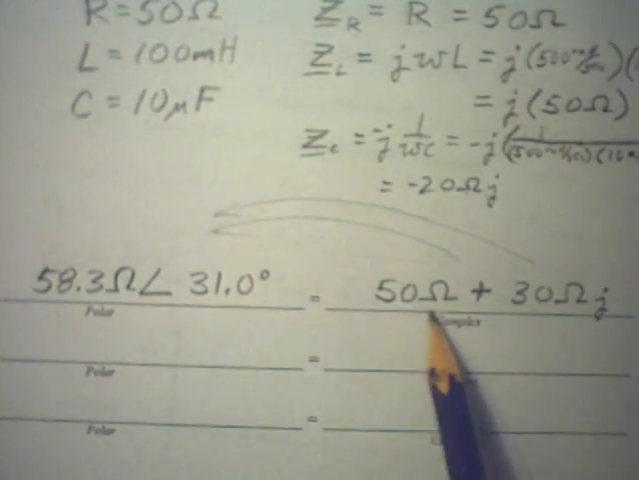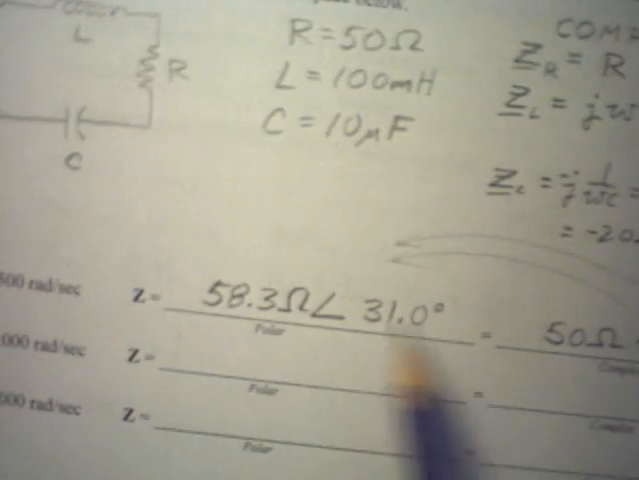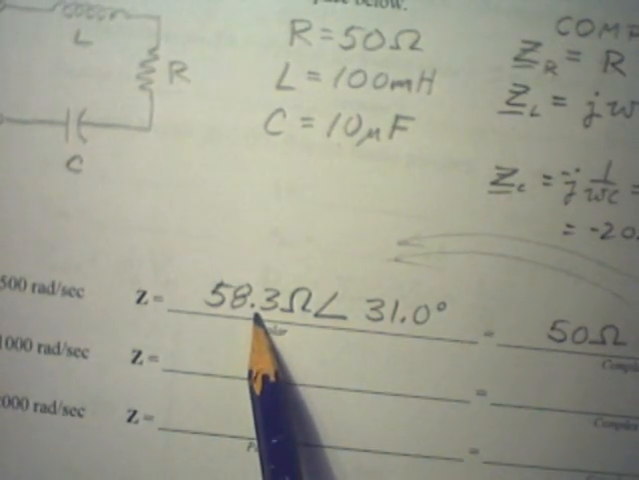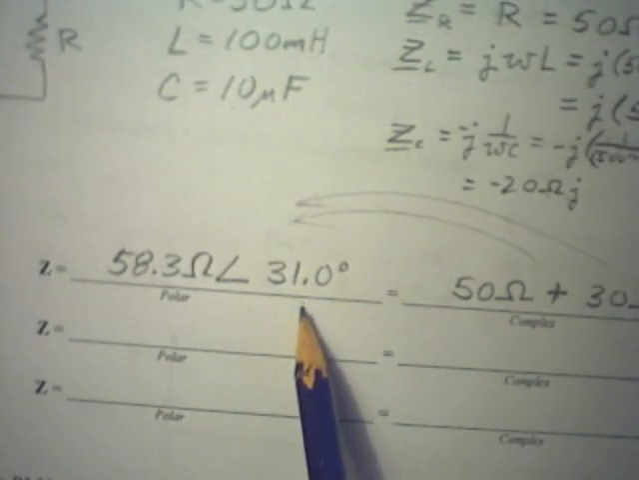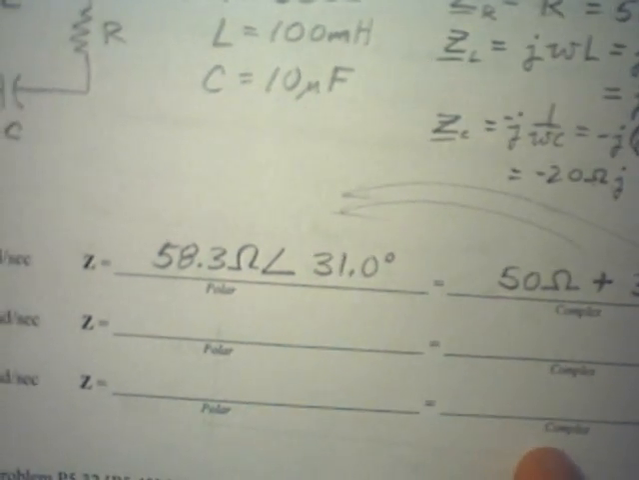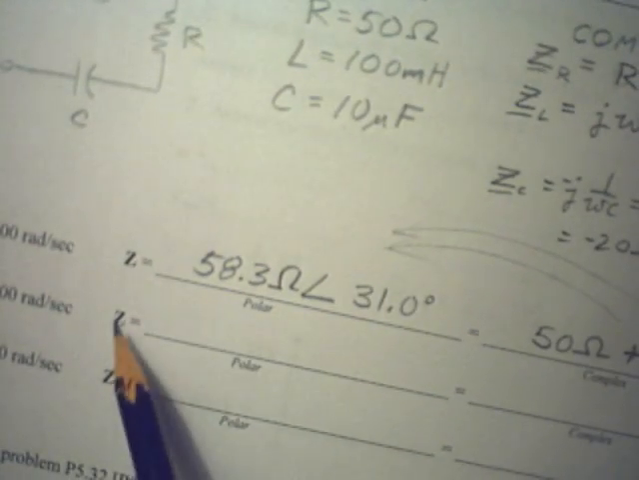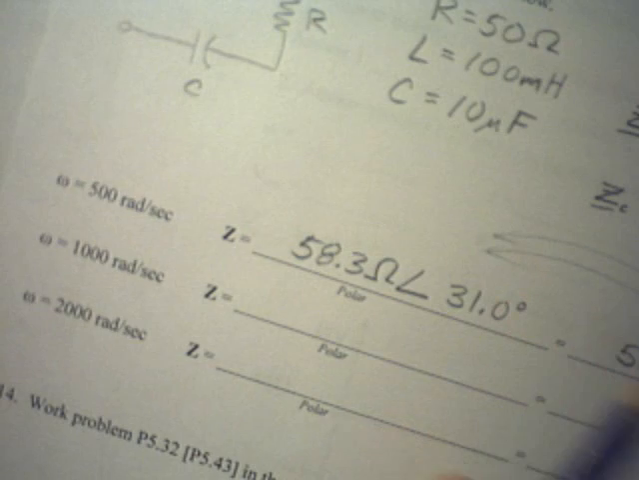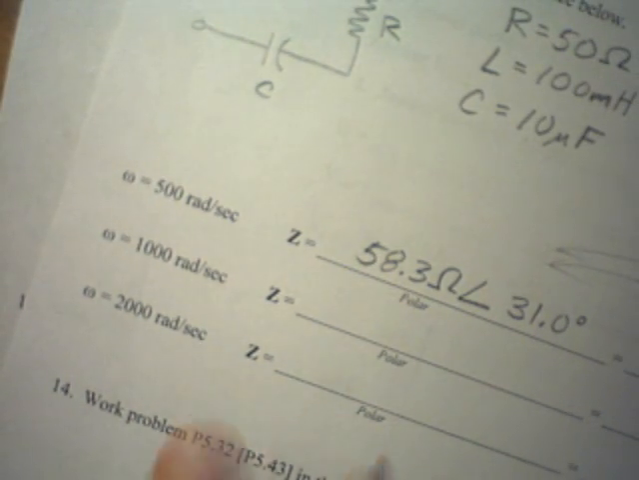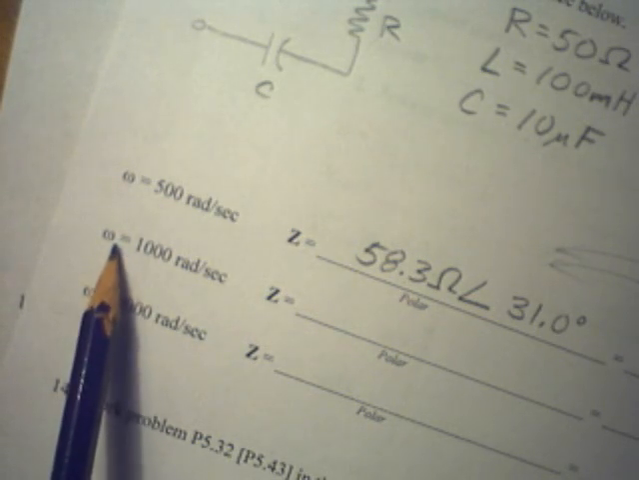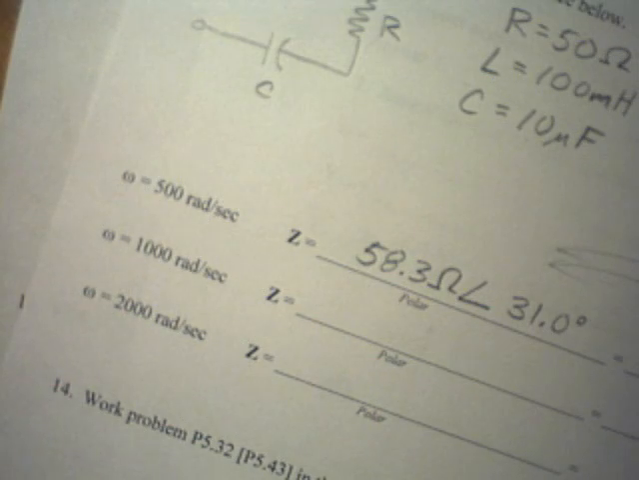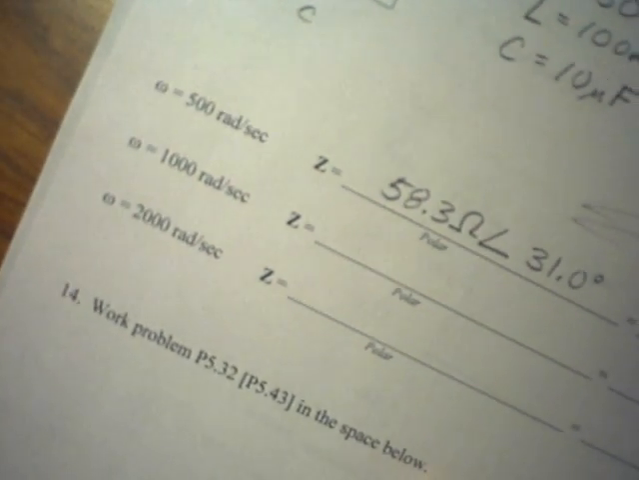You take the square root of 50 squared plus 30 squared to get this value. Double check my work again. Inverse tangent of 30 divided by 50, I get 31 degrees. Repeat this process for different omegas, and you're going to find out that the impedance is different. So that's the difference between AC and DC circuits, is that the amount at which a circuit impedes the current depends upon the frequencies, and that of course is related to these omega values, the angular frequencies.